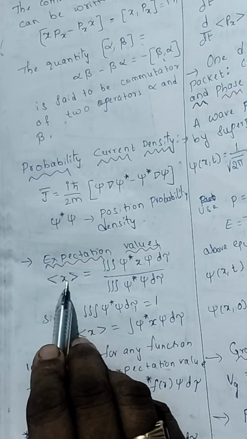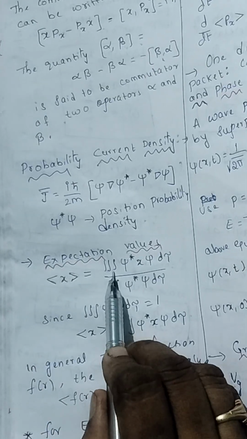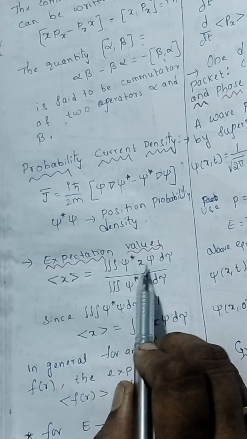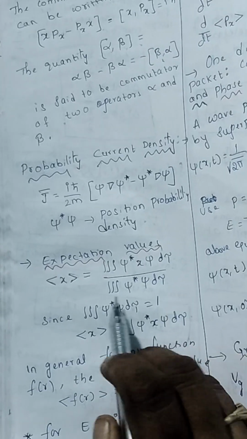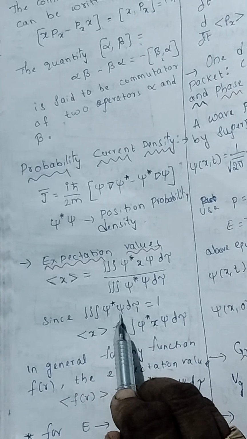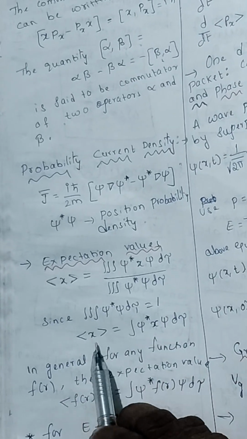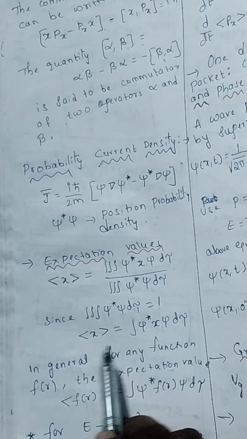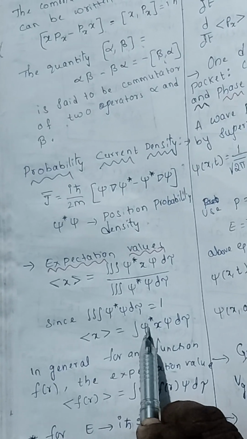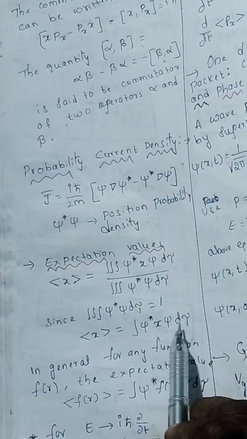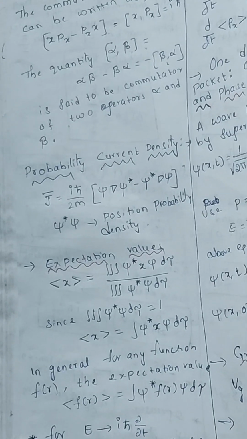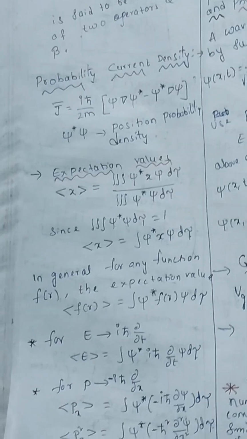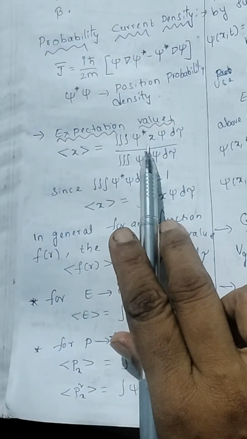So the expectation value of x is the integral of psi star x psi d tau divided by the integral of psi star psi d tau. The integration of psi star psi d tau is equal to 1. So the expectation value of x is written as the integral of psi star x psi d tau. Right?